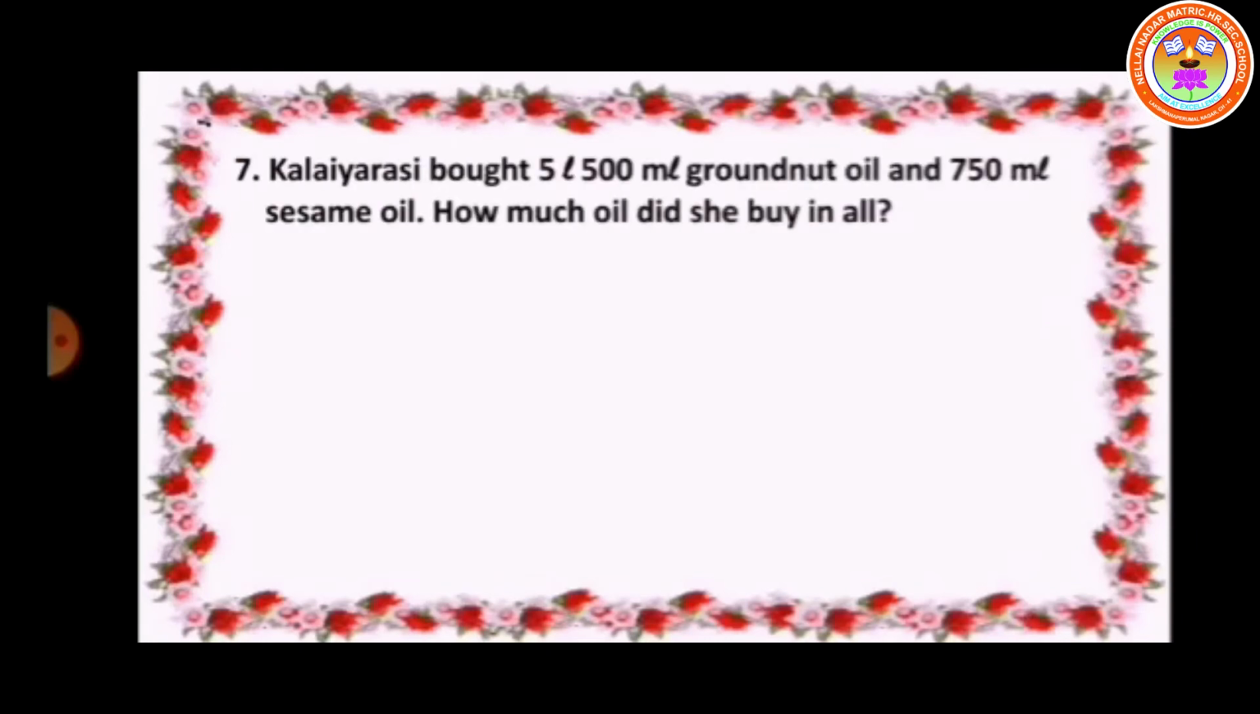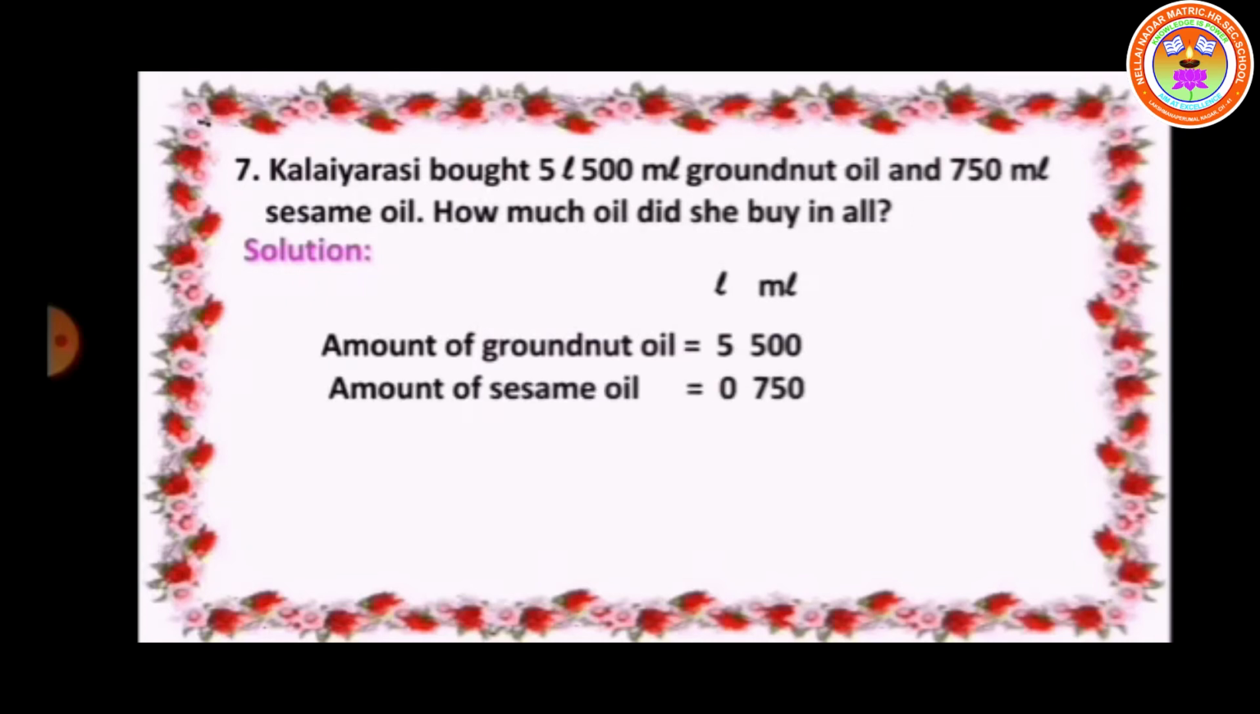Seventh sum, Kalayarasi bought 5 liter 500 milliliter groundnut oil and 750 milliliter sesame oil. How much oil did she buy in all? Solution. Amount of groundnut oil is equal to 5 liter 500 milliliter. Amount of sesame oil is equal to 750 milliliter. You have to find out the total amount of oil she bought.